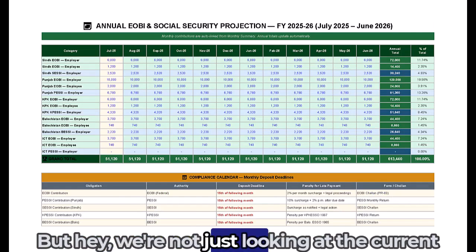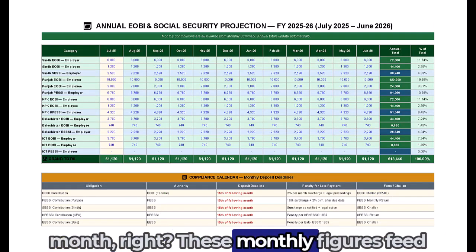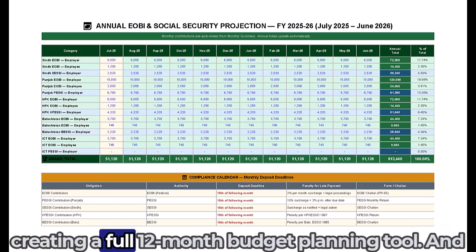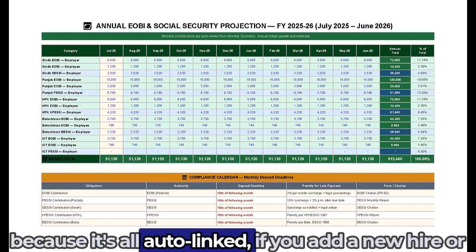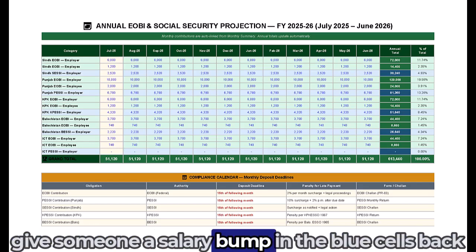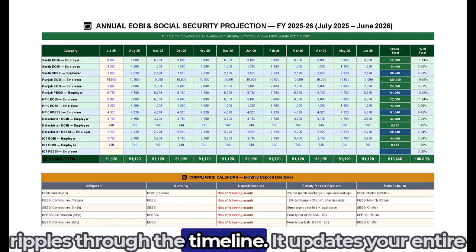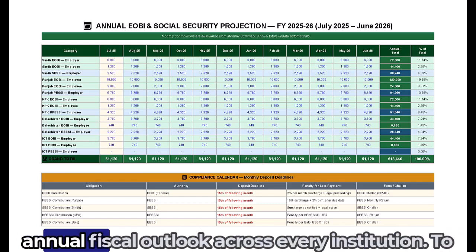The exact figures you need for your payment challan are just sitting right there. But hey, we're not just looking at the current month, right? These monthly figures feed seamlessly right into the annual projection tab, creating a full 12-month budget planning tool. And because it's all auto-linked, if you add a new hire or give someone a salary bump in the blue cells back in the master register, that change instantly ripples through the timeline. It updates your entire annual fiscal outlook across every institution.